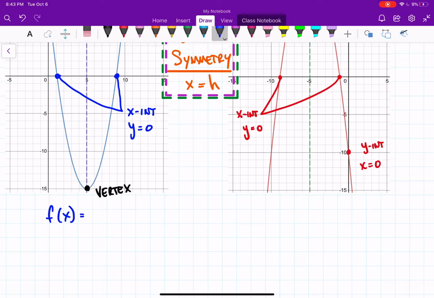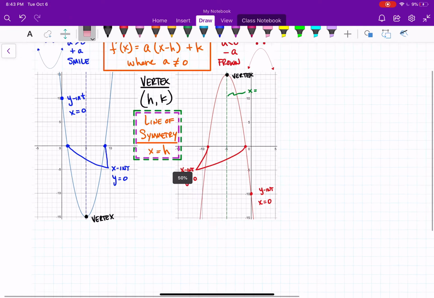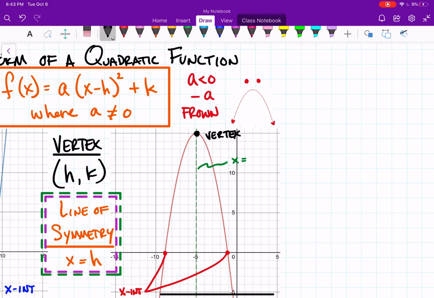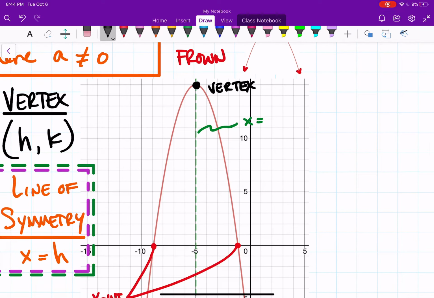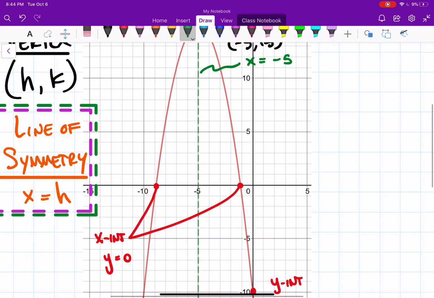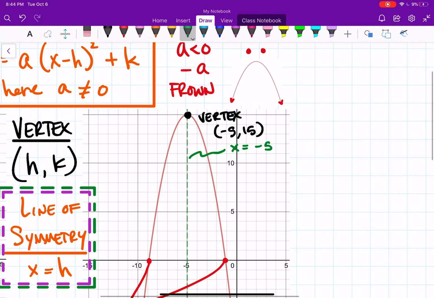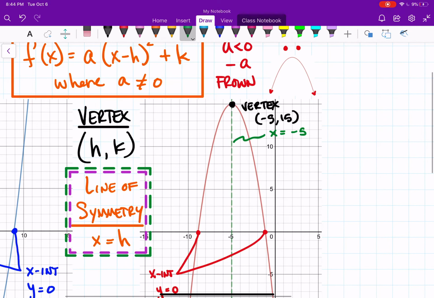Actually, let's work backwards. Why do I want to work forwards when I can work backwards? All right, so let's name this vertex. This vertex is -5, and I covered the vertex, and I believe that's 15. So this is -5, comma 15. So the x is going to be x equals -5, and it is a vertical line through x equals -5. All right, so I got my h and my k.